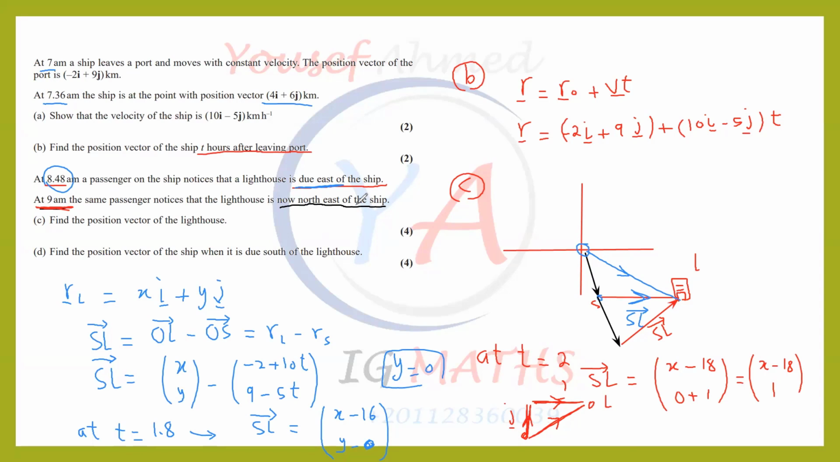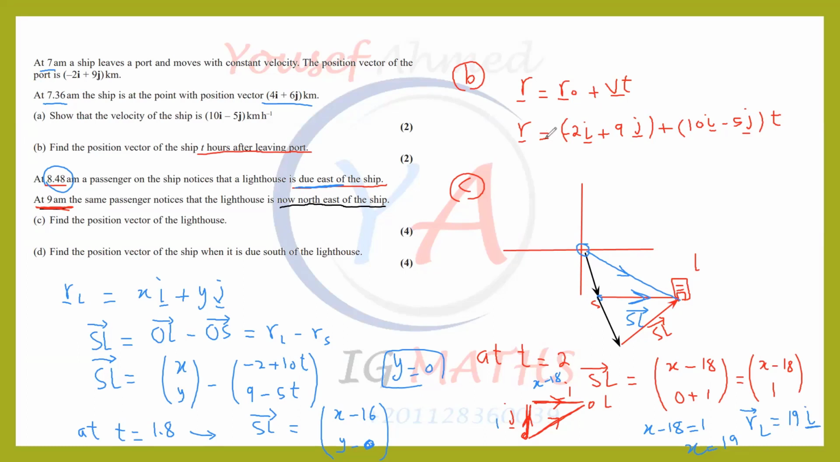Here is the i component. You need to equate the two components, x minus 18 equated to the 1 here. So x minus 18 is equal to 1, so now x is equal to 19. And this is the i component. So now the position vector for the lighthouse, RL, is 19i. The position vector is exactly 19i.